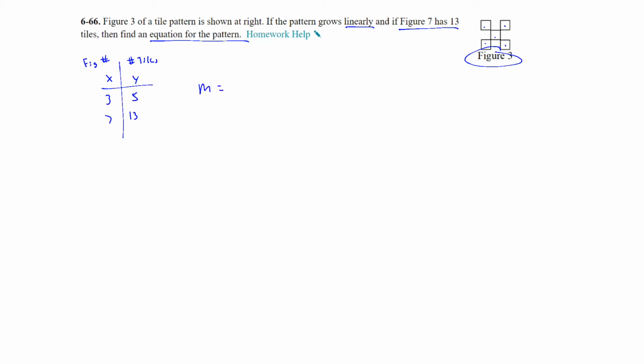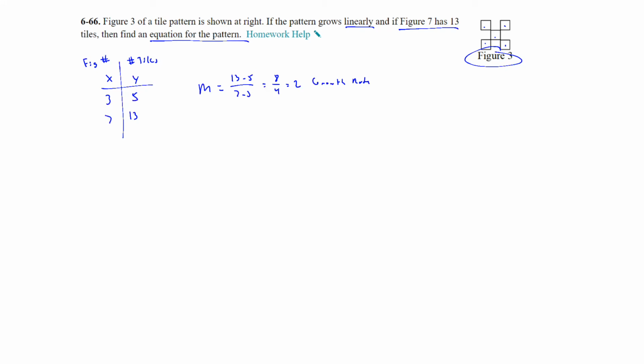Let's find the slope, or the growth rate. We're going to take the change of y, 13 minus 5, over the change of x, 7 minus 3. So that's 8 over 4, which equals 2. So we know the growth rate is 2, so the number of tiles are growing by 2. We could work backwards and go 2, 1, and 0 on our figure number.